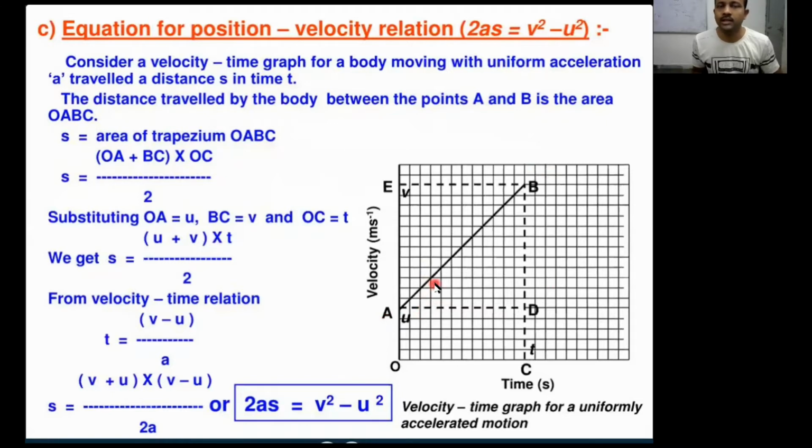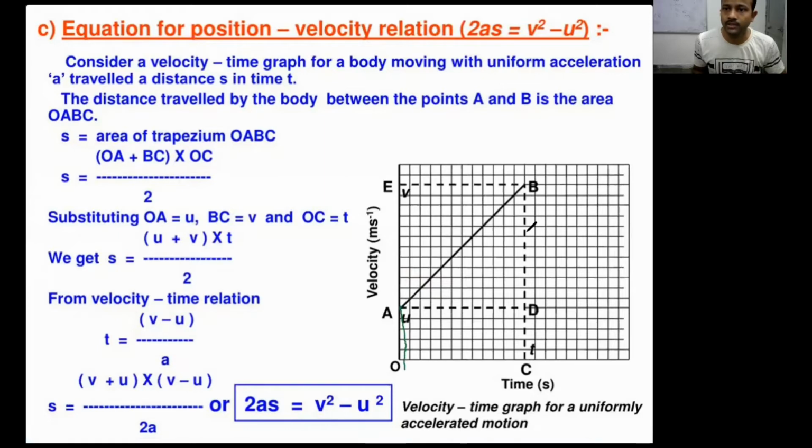Then how will you get the distance? Distance is the area under the velocity time graph, right? So what is the area under the velocity time graph? This trapezium will give you the distance. So here distance equals the area of the trapezium OABC, right?